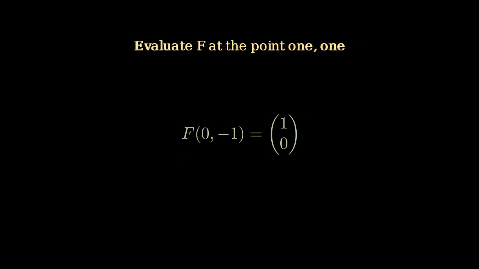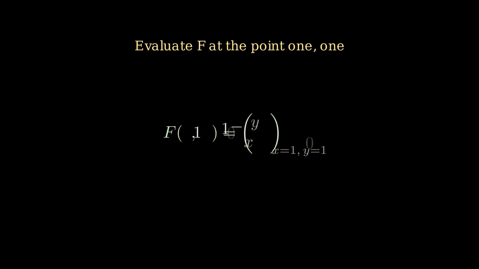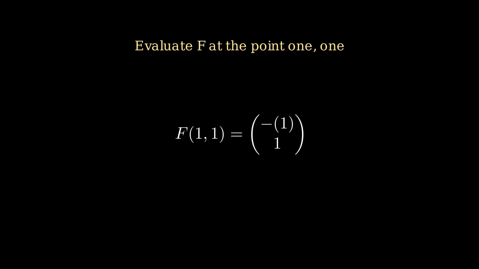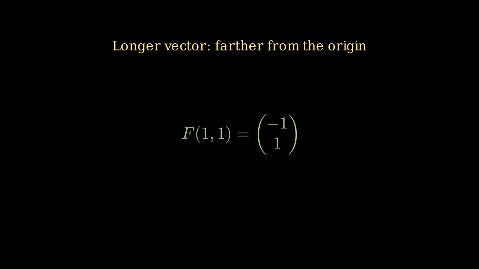Let's also evaluate at the point 1, 1, which is further from the origin. Here, x equals 1 and y equals 1. So the vector is, open bracket, negative 1, comma, 1, close bracket. Notice this vector is longer than the ones we found at distance 1 from the origin.